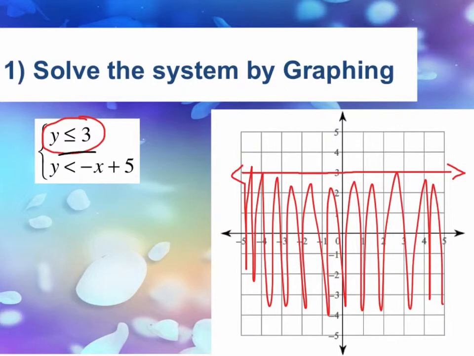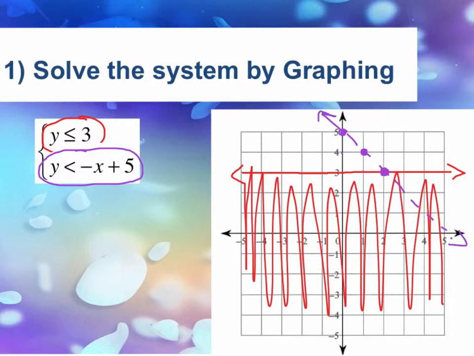So now I'm going to focus on the second line. Let me change that color. I want to do the overlapping in black. So I'm going to graph this in a different color. We'll graph the second line in purple. And then the overlapping will be in black. So for this one, I need to start at positive 5 on the y-axis and go down 1 over 1. I'll make another one, down 1 over 1. And since there's no bar underneath the inequality symbol, it's going to be a dotted line.